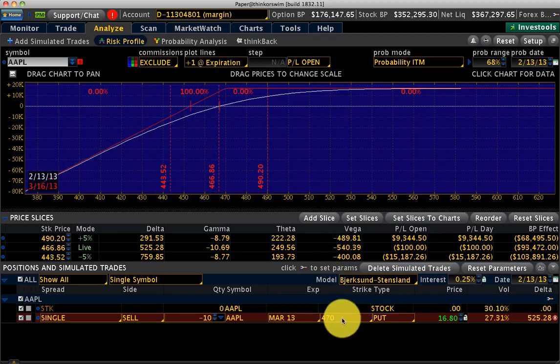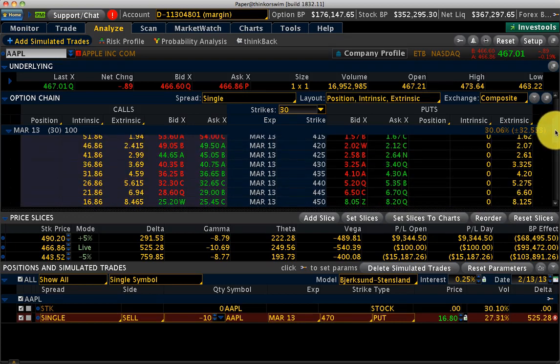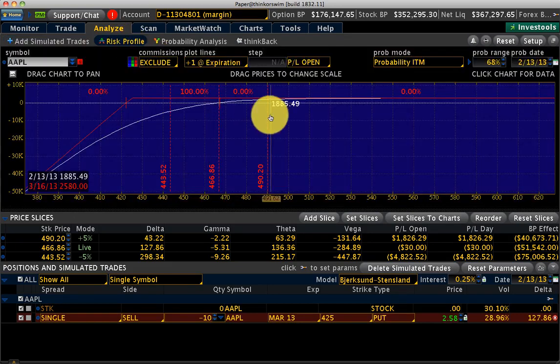What we do is, let's go back to our option chain, and instead of the 470, which is very close to where Apple is trading, I want to take an out of the money put option. So we want to sell, let's say, the 425. So instead of 470, I'm going to change this to 425. And what I'm doing here is I want to show you the concept of probability. So just a little peek into it. So here we are, Apple's trading at 467.